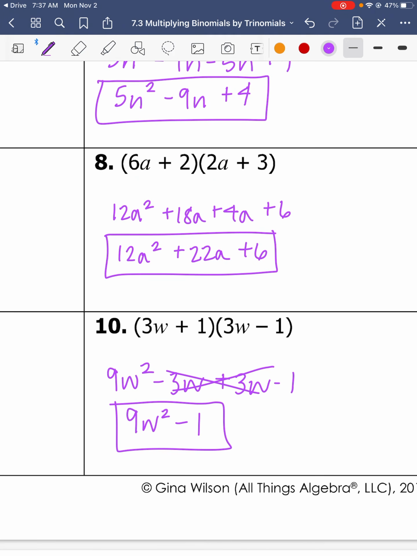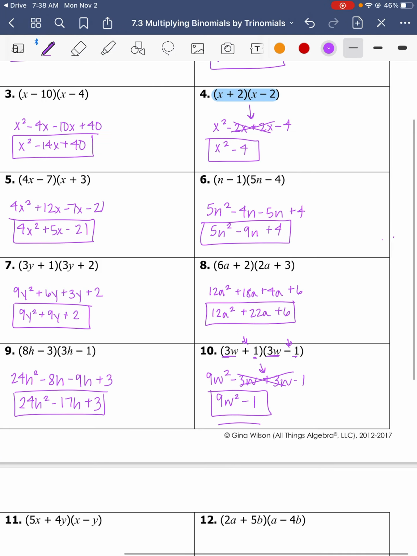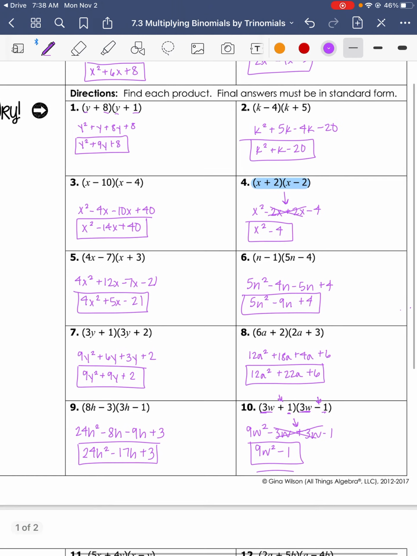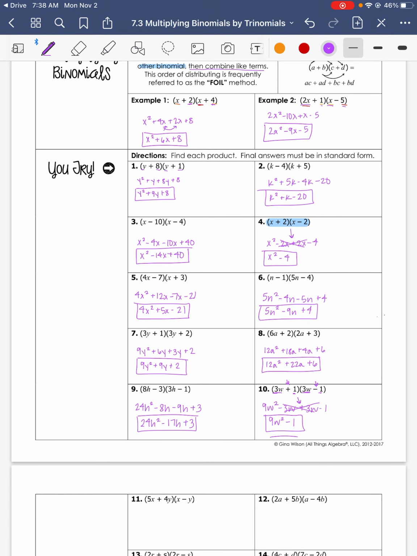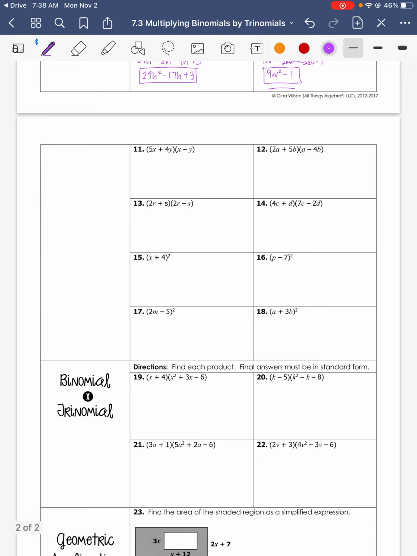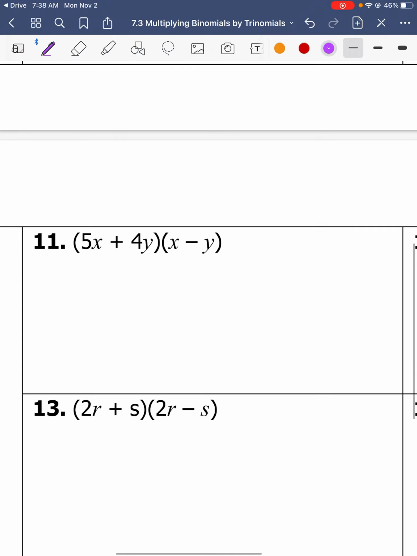And then if we look at number 10, it's the same deal. The first two are the same, the last two are the same, the signs are opposite, and then they ended up canceling out in the middle here, so we're only left with two terms. So that's just something that you can note. It does come in handy later when we're talking about special products. Okay, so more practice on this page, and then we'll look at binomial times trinomial.